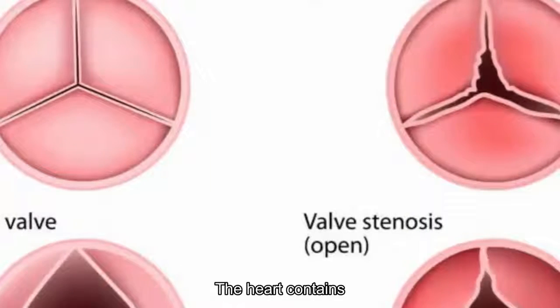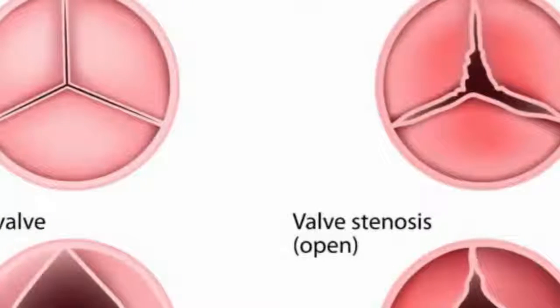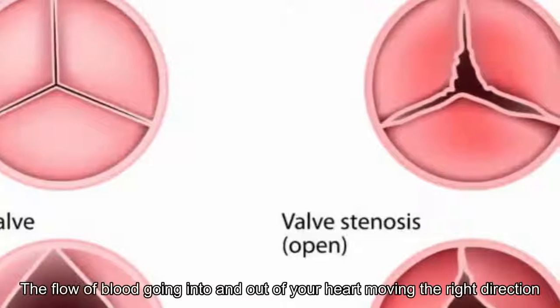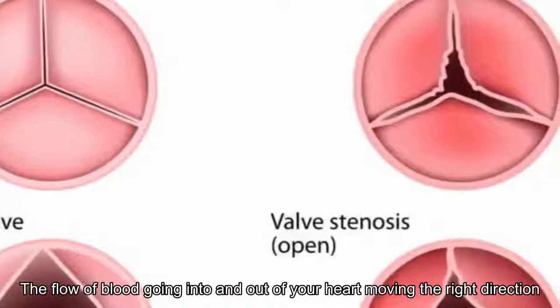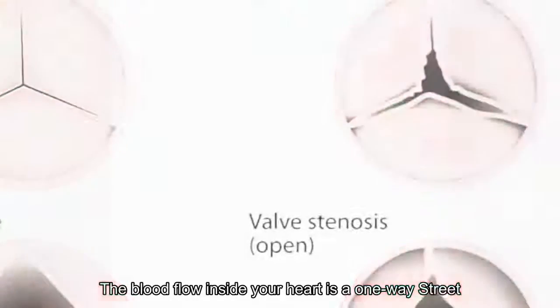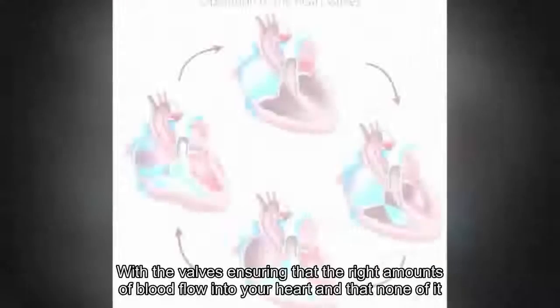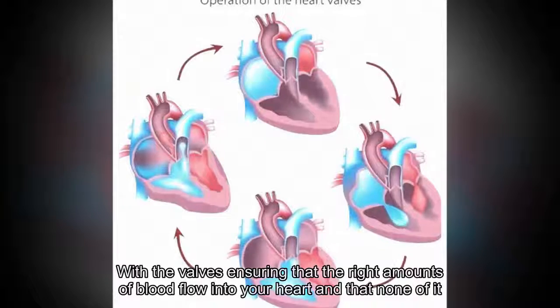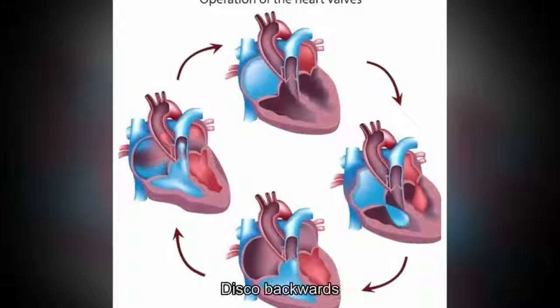2. How do heart valves operate? The heart contains 4 valves, 2 on each side, and are designed to keep the flow of blood going into and out of your heart moving the right direction. The blood flow inside your heart is a one-way street, with the valves ensuring that the right amounts of blood flow into your heart and that none of it accidentally starts to flow backwards.